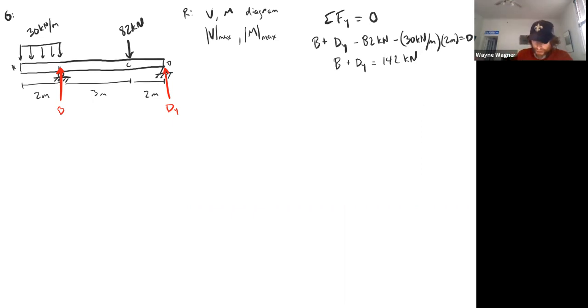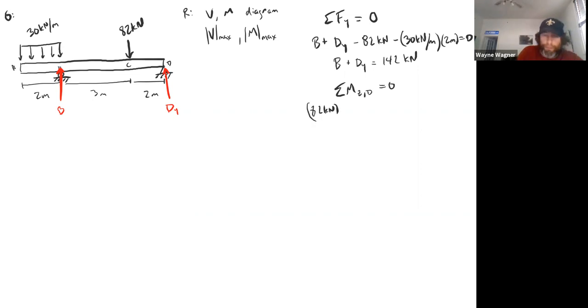Then we need to do the sum of the moments, and we can pick either location D or B. I always like to choose the location that is on the end if I can, just because then I'm measuring all my distances towards the end. You could have chosen B if you wanted to, but let's do the sum of moments in the Z direction at location D equals 0. So let's see, we've got an 82 kilonewtons.